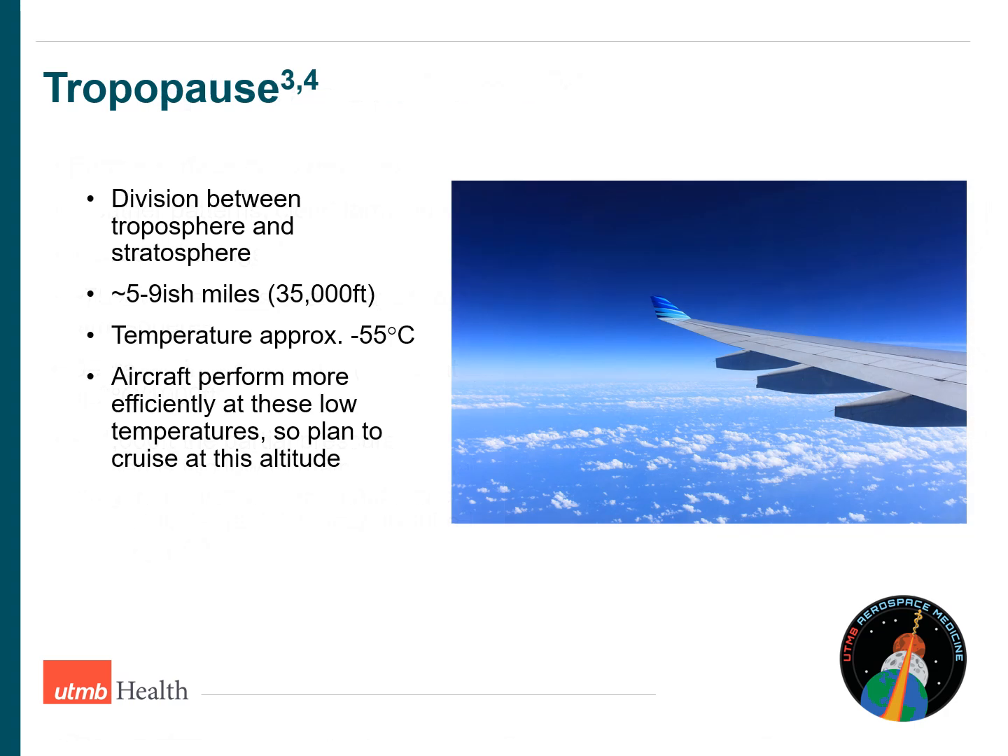The tropopause is the region between the troposphere and the next layer of atmosphere called the stratosphere. The tropopause is at approximately 35,000 feet. Here, the temperature is relatively constant at lower temperatures, making aircraft efficiency high, and is the reason that most aircraft cruise at altitudes of around 35,000 feet.